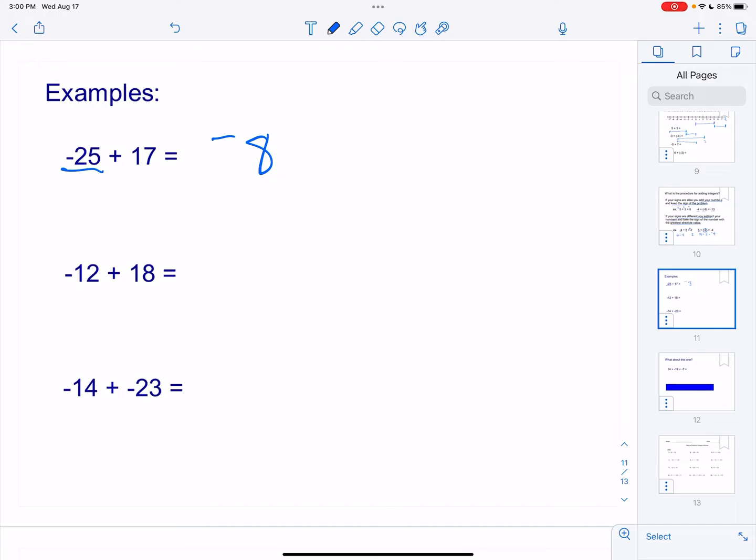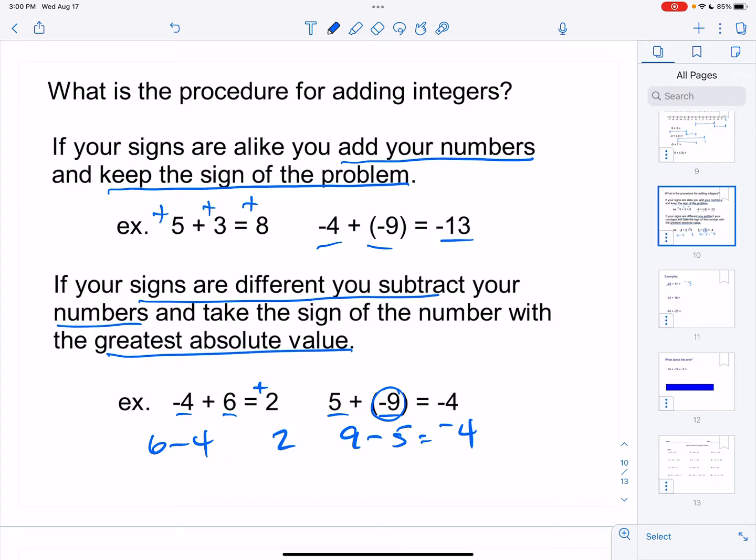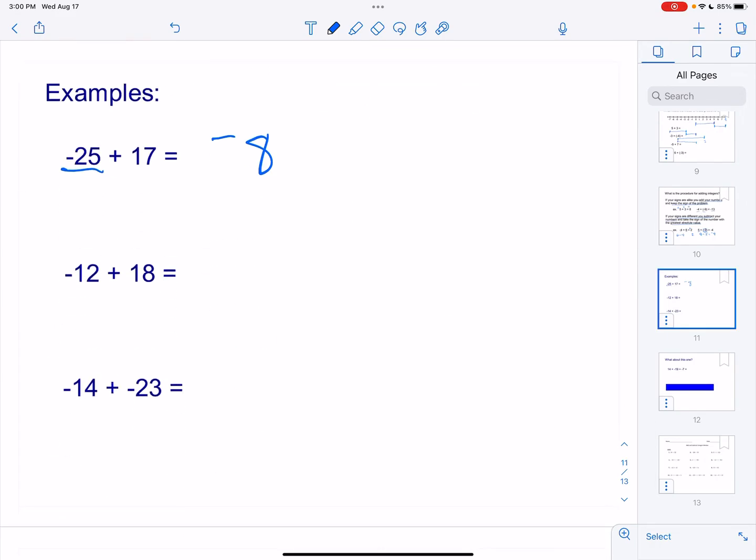-12 plus 18. Again, my signs are different. So what are we going to do? We're going to subtract my numbers. So we do the bigger looking one, 18, take away 12. We're going to get a 6 from that. Now, which one of those 2 numbers, the -12 or the 18, will have the greater absolute value? The 18, so that means it's a positive 6, or just plain old 6.